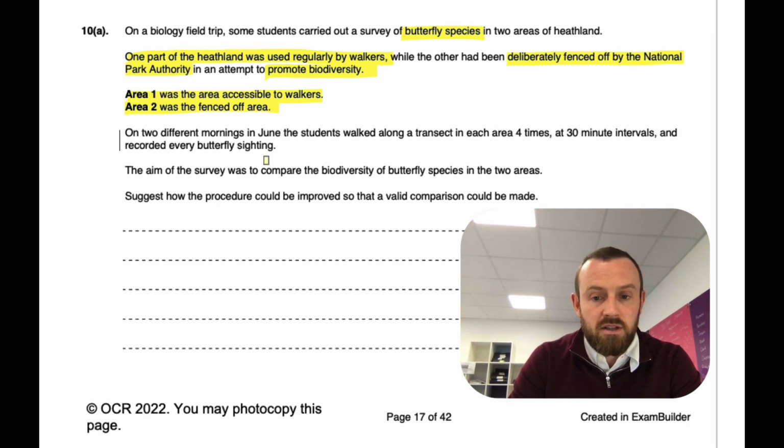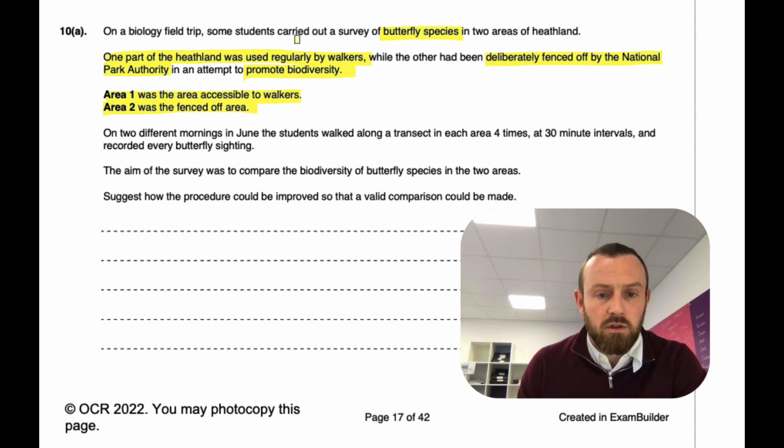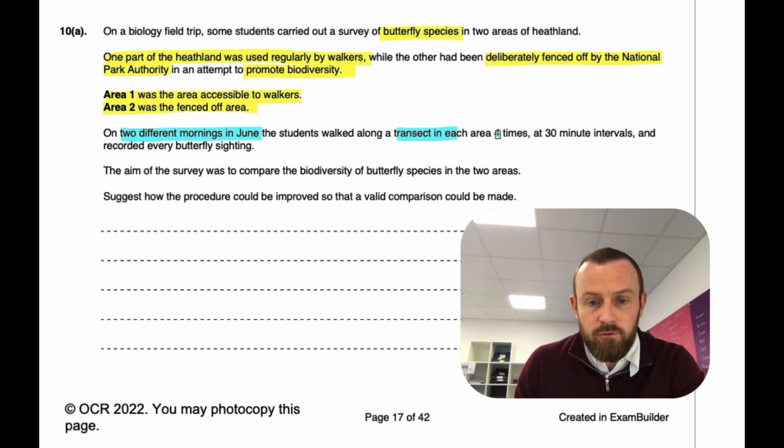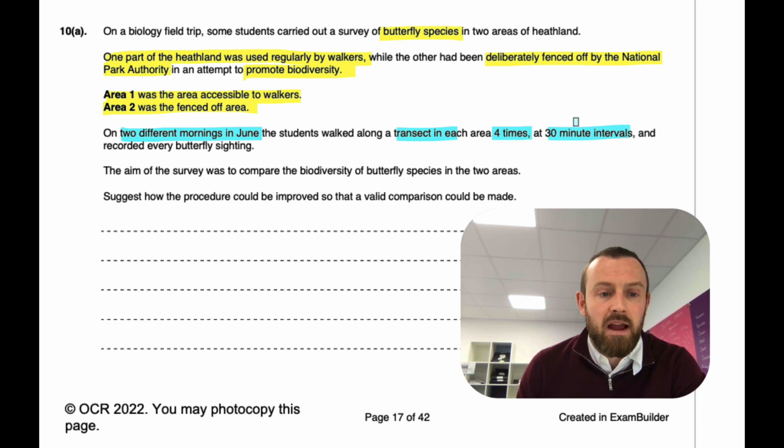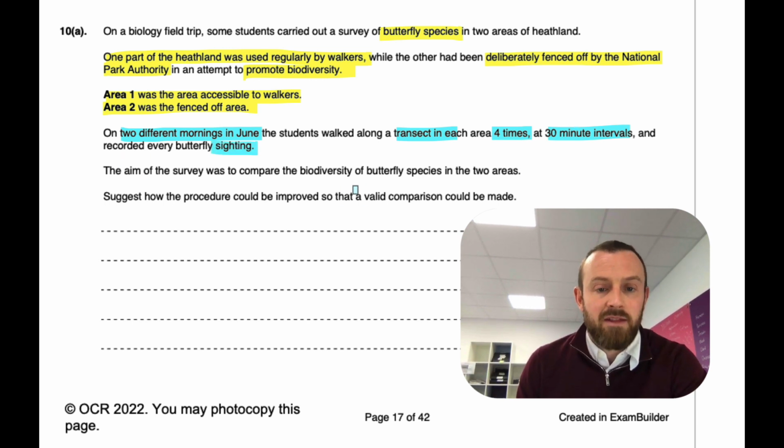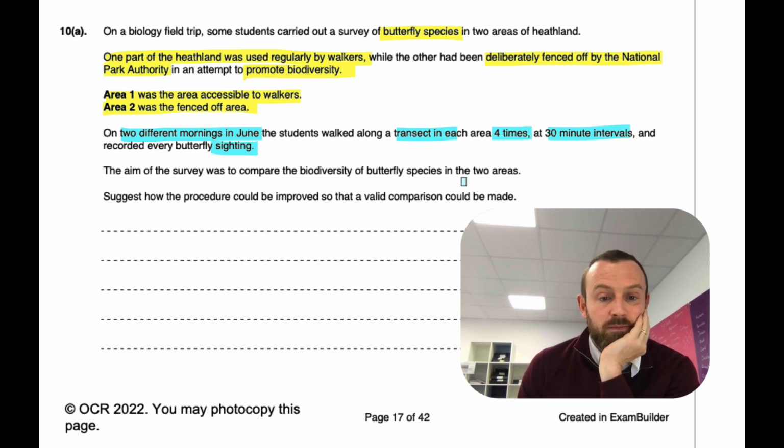Right, so how do they actually do this survey? The survey was done on 2 different mornings in June. Students walked along a transect in each area 4 times, at 30-minute intervals. So I guess that's taken like 2 hours. Yeah, that makes sense. And they recorded every butterfly sighting. The aim of the survey was to compare the biodiversity of the butterfly species in the 2 areas. Suggest how the procedure could be improved so that a valid comparison could be made.